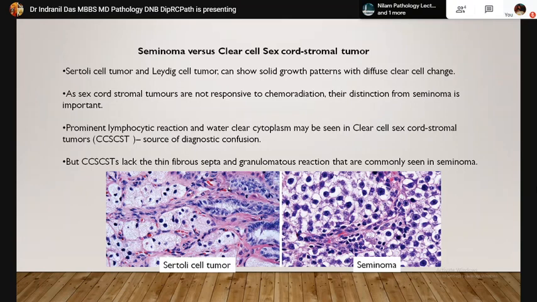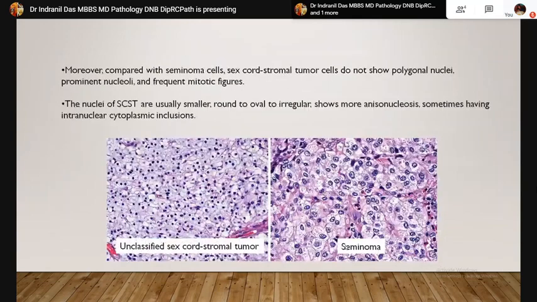But the clear cell sex cord stromal tumor lacks the thin fibrous septa and the granulomatous reaction that is commonly seen in the seminoma. Moreover, compared to seminoma cells, the sex cord stromal tumor cells do not show polygonal nuclei, prominent nucleoli, or frequent mitotic figures. The nuclei of sex cord stromal tumor are usually smaller. They are round to oval and with irregular nuclear membrane.